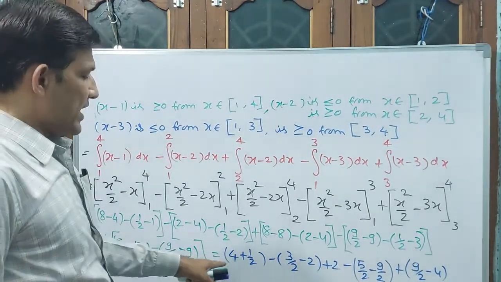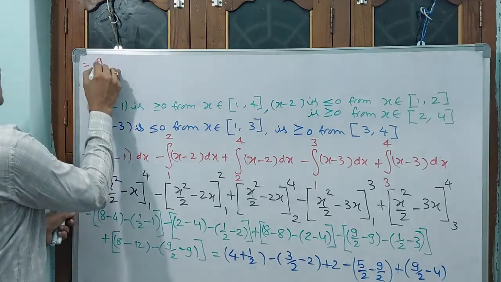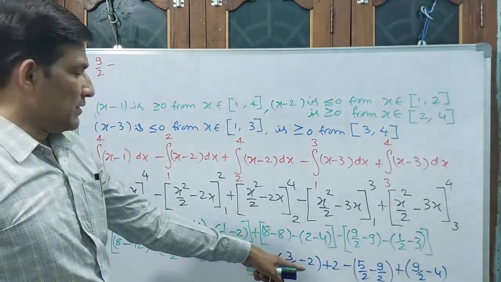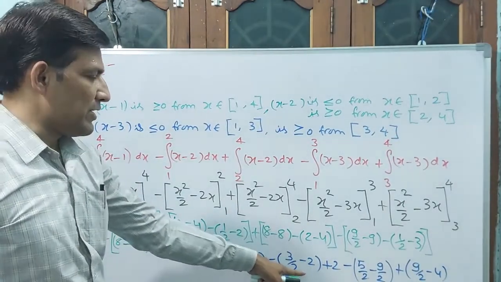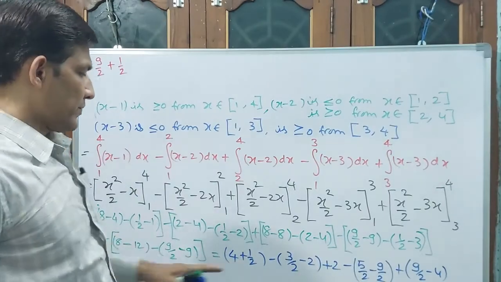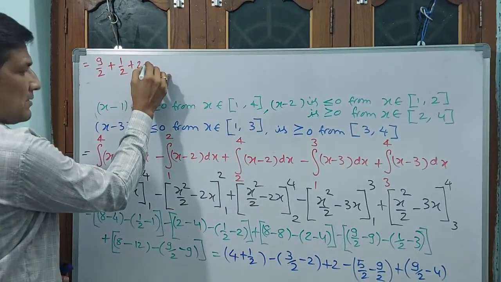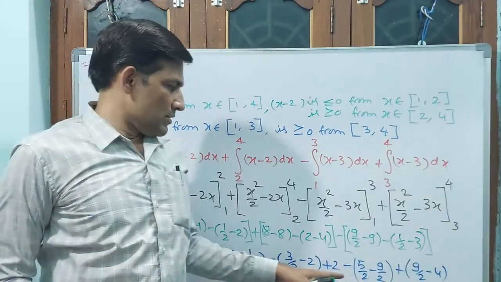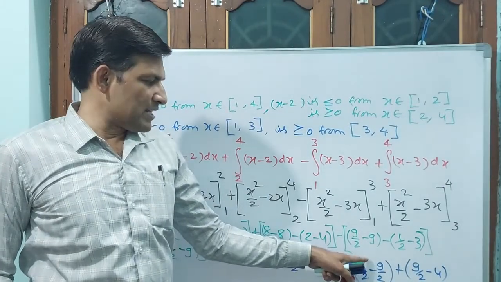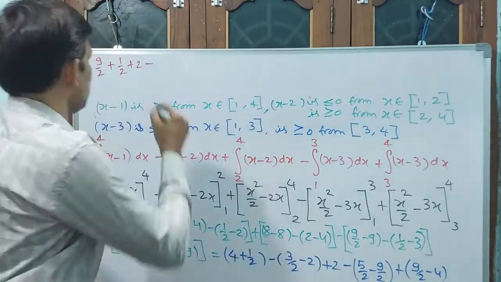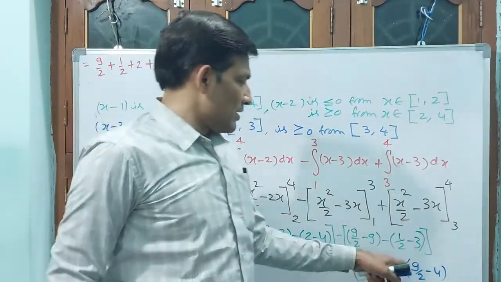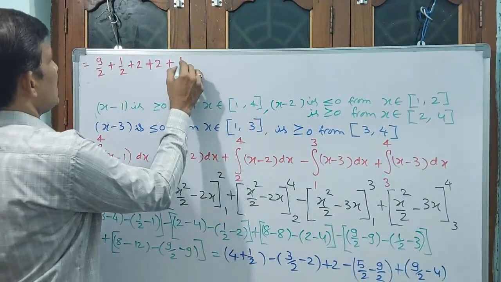See, 4 plus 1 by 2, 8 plus 1, 9 by 2. Minus, see, 3 minus 4, minus 1, minus 1 by 2. Minus of minus 1 by 2 is plus 1 by 2. Plus 2. Minus, see, 2 is LCM. 5 minus 9 is minus 4. Minus 4 by 2 means minus 2. Minus of minus 2 is plus 2. Plus 9 minus 8, 1 by 2. Okay?